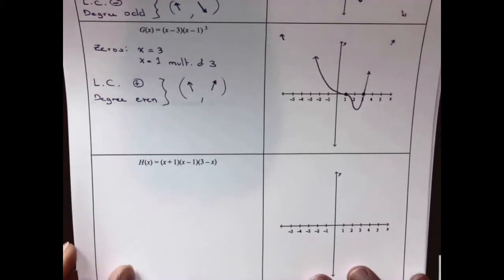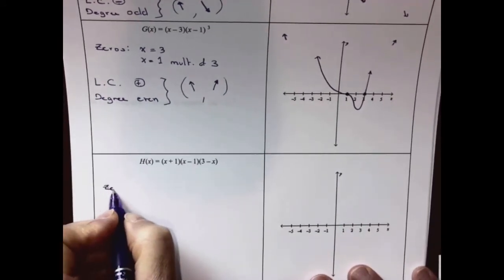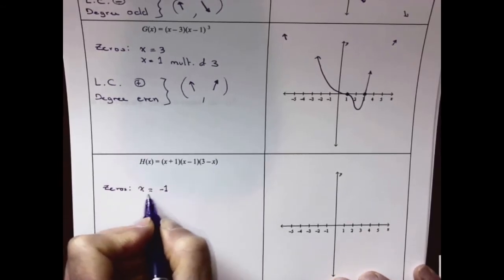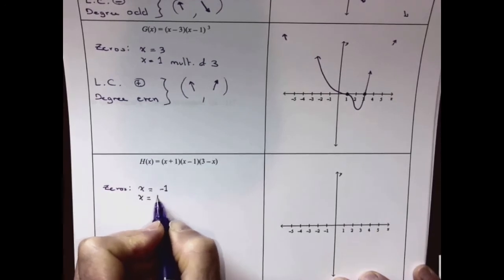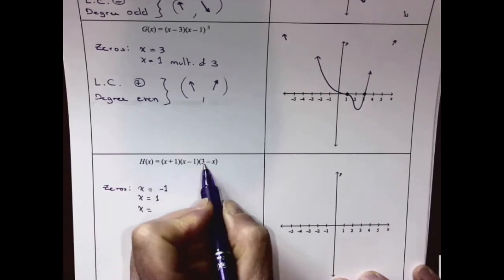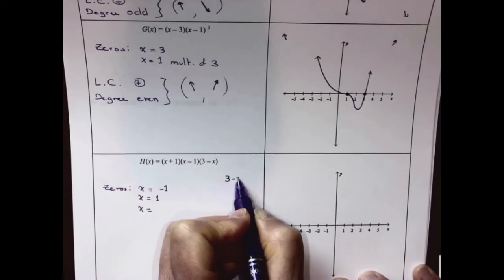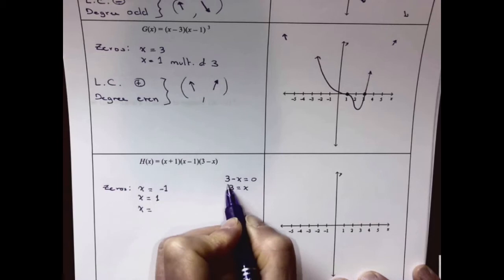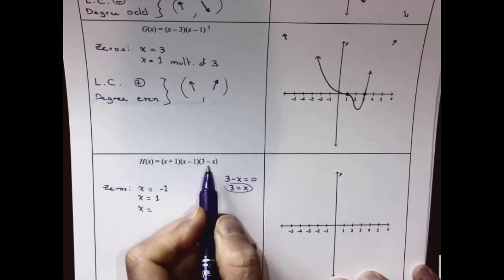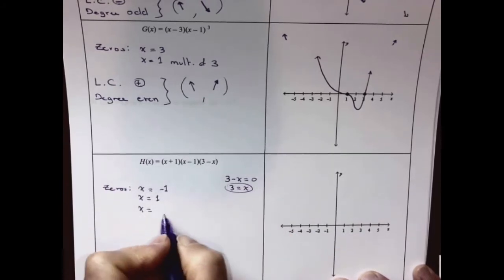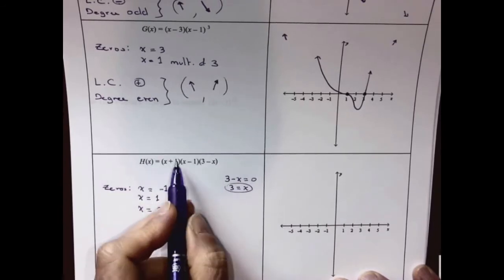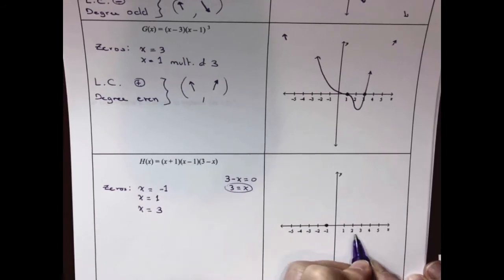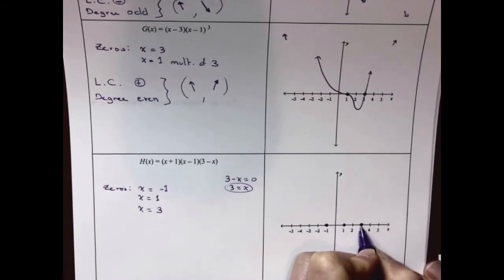Next one, so this one, the zeros, x equals negative 1, x is equal to 1, and x is equal to, here we have to be careful, right? You see how 3 minus x equals 0? So when you add x to both sides, you get 3 equals x, right? So be careful when they're inverted like that, when they're switched. So x is 3. There is no multiplicity, none of them has an exponent. So I'm going to have a 0 at negative 1, at 1, and at 3.